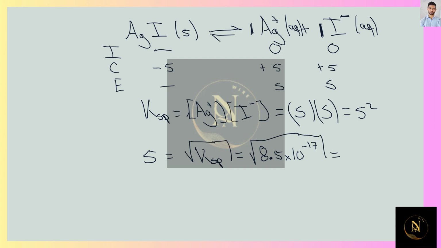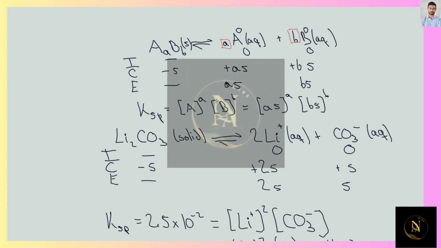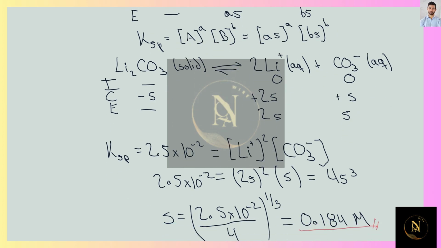which gives us a value for molar solubility of 9.22 times 10 to the minus 9 molar. And those are two examples. So just as a small recap, this is the general formula for solving for S for any possible solid that you may encounter. The only thing that is going to change is the value for A and B. And here I gave you two examples.